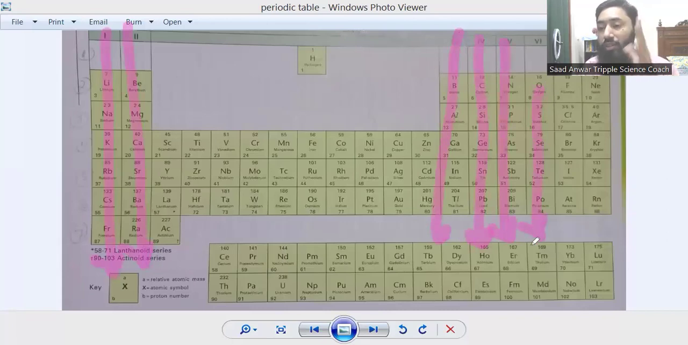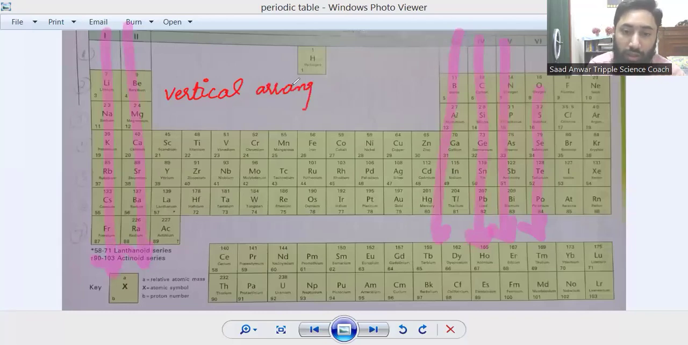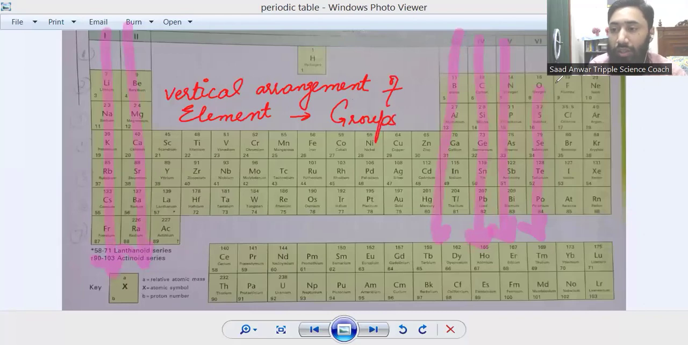The vertical arrangement of elements, we call it a group. So write this line: vertical arrangement of elements in the periodic table is called groups. So in the periodic table, there are different groups. Let me put their numbers. This is group 1, this is group 2, this is group 3.